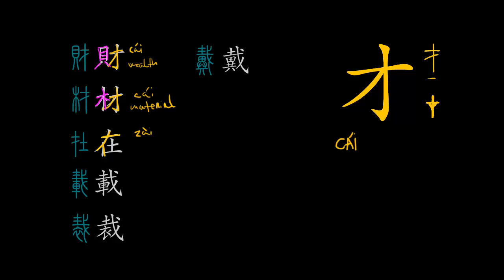And the semantic element in this case is this section over here, which is pronounced tu, and it's soil or earth. And 在, I'm sorry, I didn't tell you what it means. 在 is generally, I think, translated as to be located at, or to be somewhere.